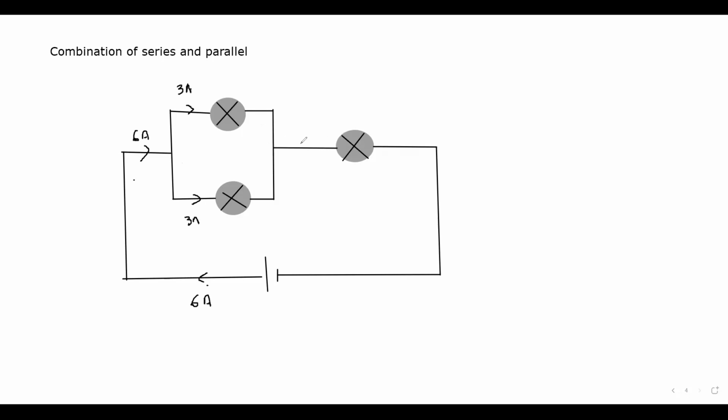Then what will be the current in lamp 3? How much current will enter lamp 3? It will be 6 ampere. 6 ampere is the current which enters lamp 3. And how much current will return back? The same 6 ampere will return back. So the total number of charges which enter the circuit is the same as the total number of charges which leave the circuit.